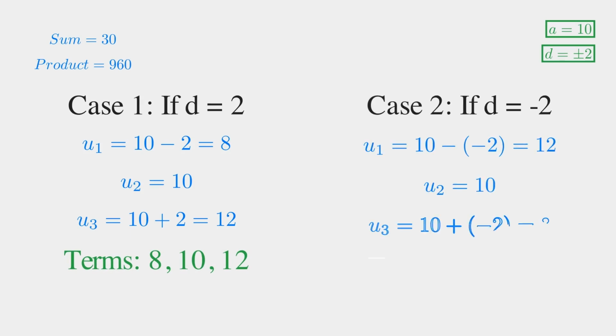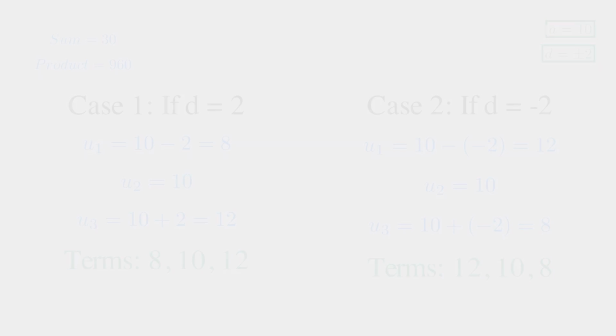Now, if d is equal to minus 2, then our terms will be reversed. A minus d will be 10 minus minus 2, which is 12. The middle term is still 10. And a plus d will become 10 plus minus 2, which is 8. So the sequence becomes 12, 10, and 8. Both sets are valid arithmetic sequences that satisfy the given conditions. This problem beautifully demonstrates the power of choosing the right representation for your variables. So keep it in mind.